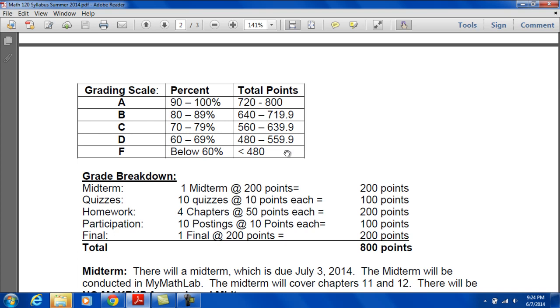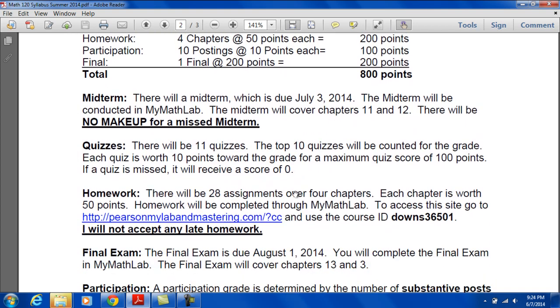And so I come back up here to my grading scale chart, and 720 to 800 is your A, 640 to 719.9 is your B, 560 to 639.9 is your C, 480 to 559.9 is your D, and below 480 is an F. So there'll be a midterm. It'll be online in My Math Lab, and it's due July 3rd, 2014. I'd like to have made it due July 4th, but that's Independence Day, so we're taking that day off.